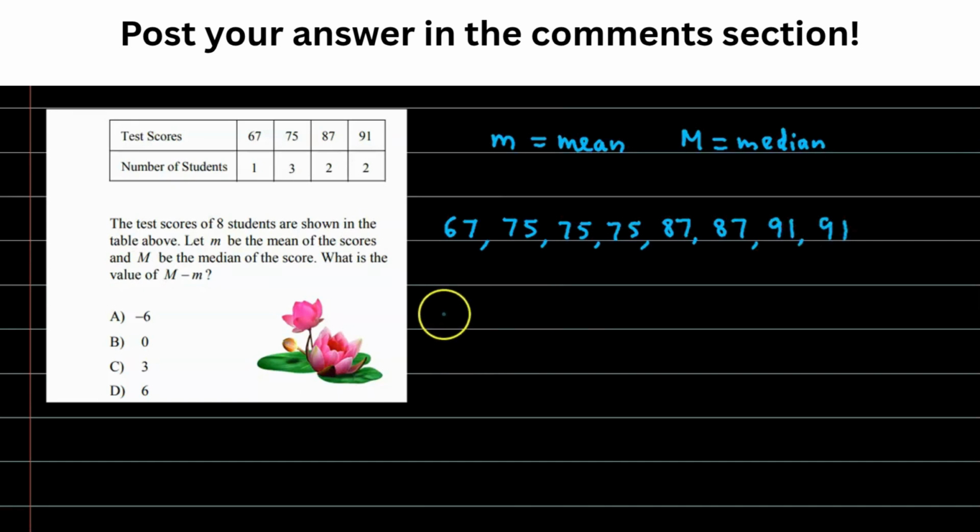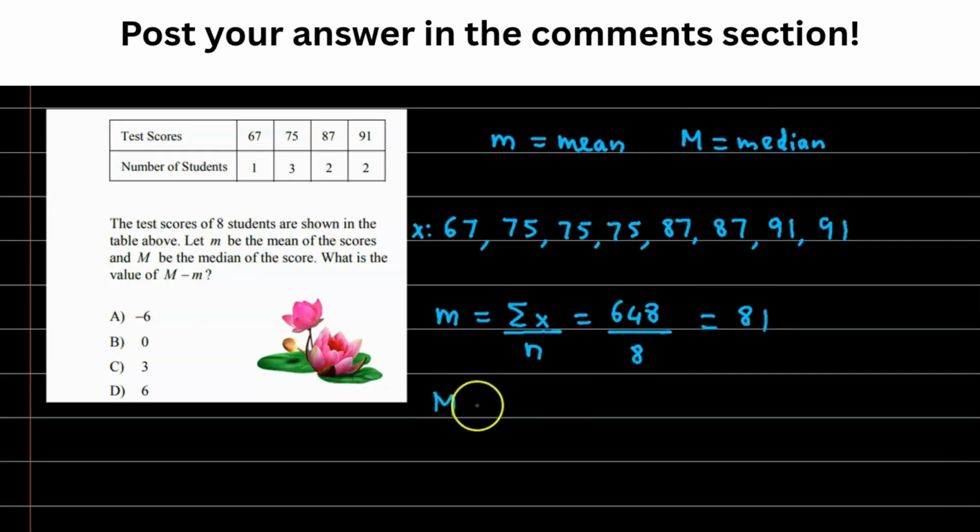Now let us calculate the mean. Mean will be the sum of all the observations. Suppose these observations are x. So the sum of all the observations upon the total number of observations. Now the total number of observations is 8. And let us add all the observations. So 67 plus 75 plus 75 plus 75 plus 87 plus 87 plus 91 plus 91. That's a total of 648, divided by 8 gives 81.